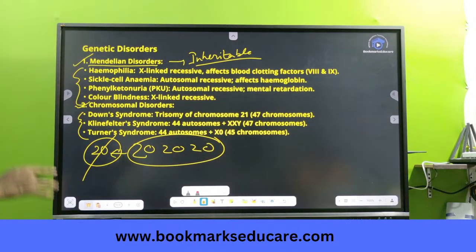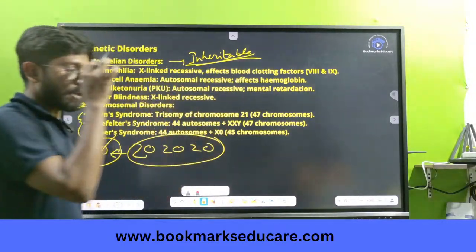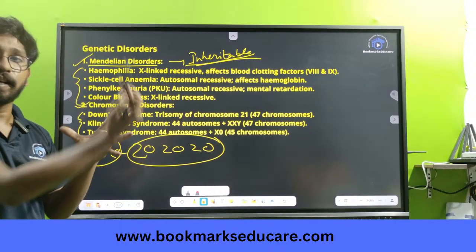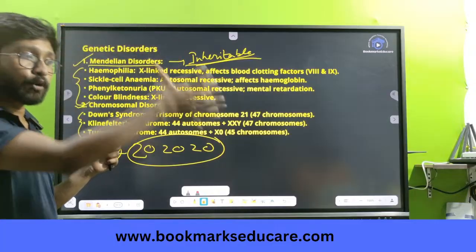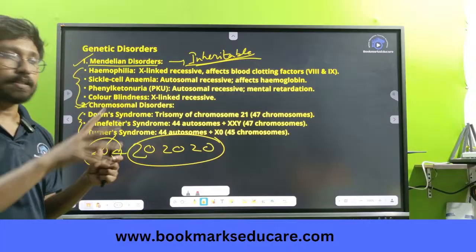Obviously, these are also inherited. But when we talk about inheritance, we mostly mean that it is inherited by genetics. As in, as you reproduce, your gamete itself carries the information through its gene. Okay.